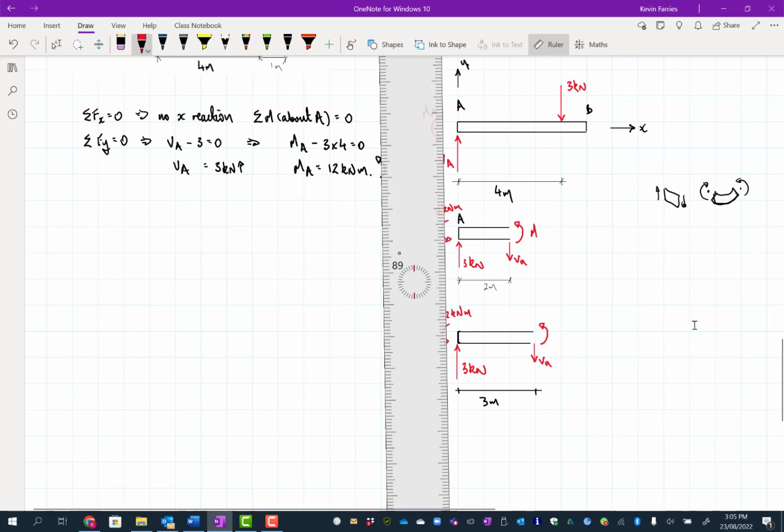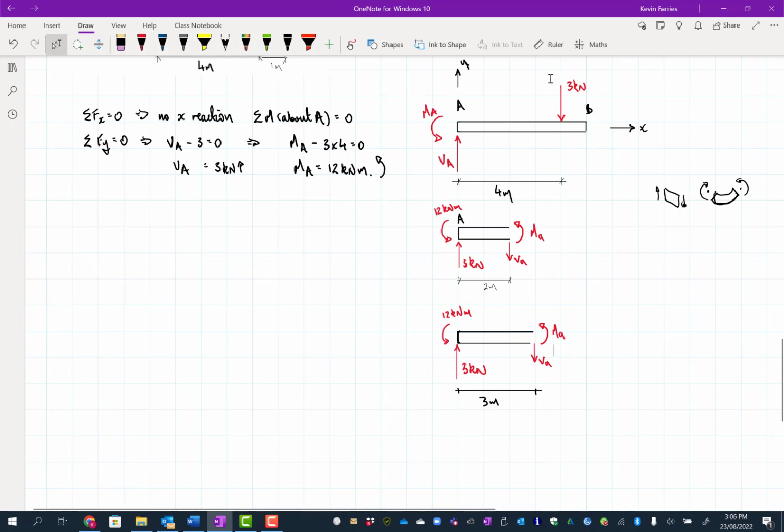This would be MA, but we're not really thinking about that yet. We'll get to the bending moment diagram next. We're just thinking about the shear at the moment. Anyway, just thinking about the shear. So I might just take that off. At the moment, we're just thinking about shear. We're not worried about that moment yet.